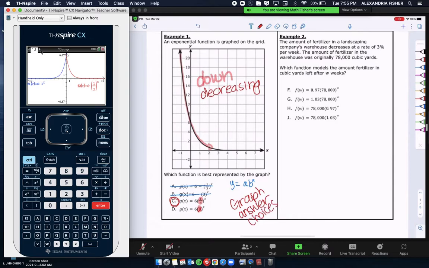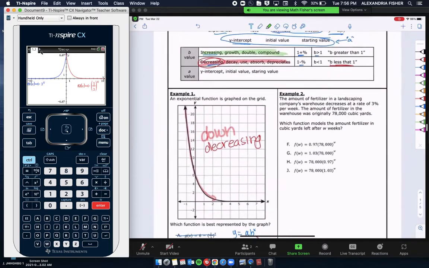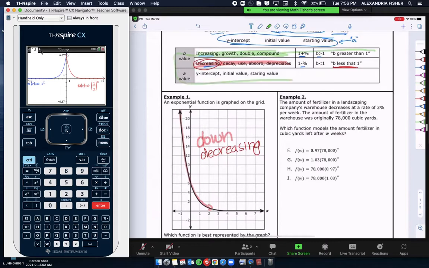So then let's look at example 2. The amount of fertilizer in a landscaping company warehouse decreases at a rate of 3% per week. The amount of fertilizer in the warehouse was originally 78,000 cubic yards. Which function models the amount of fertilizer in cubic yards left after W weeks? So we have to go through and find our important words. So let's go back up here and use this chart to help us.